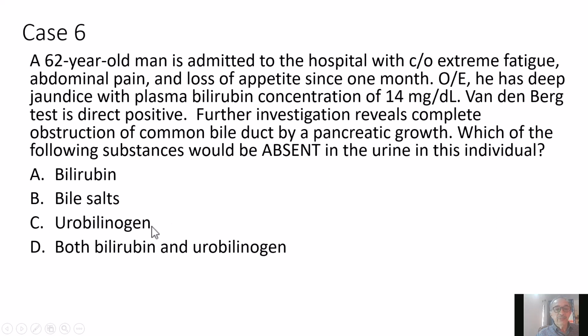When it is formed, normally it undergoes enterohepatic circulation, and some escapes into general circulation. So there is always some amount of urobilinogen in the urine. If it is absent, it's not normal. So it is absent or very reduced in complete biliary obstruction, obstructive jaundice.